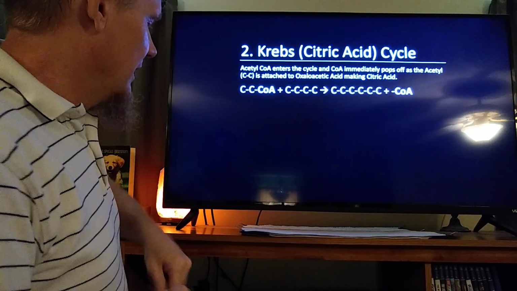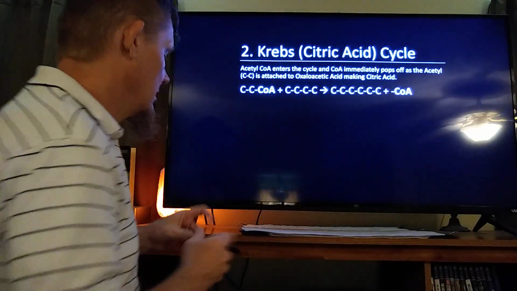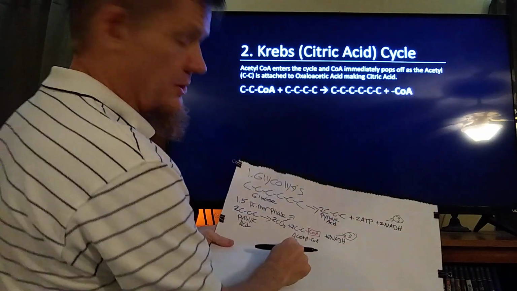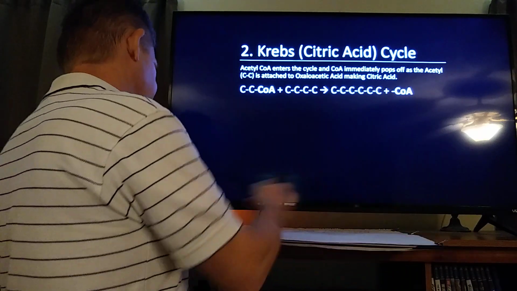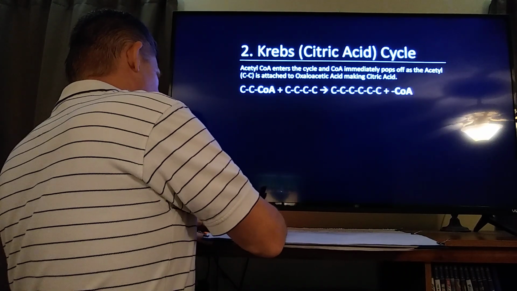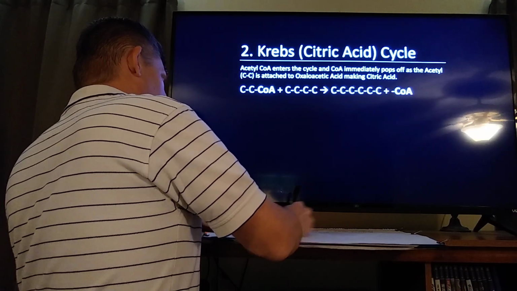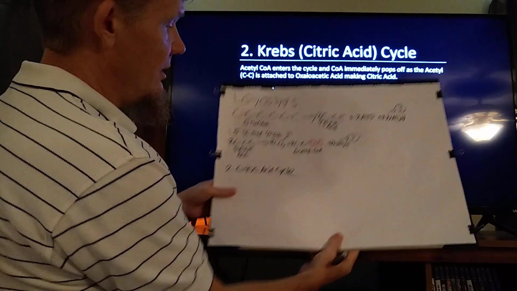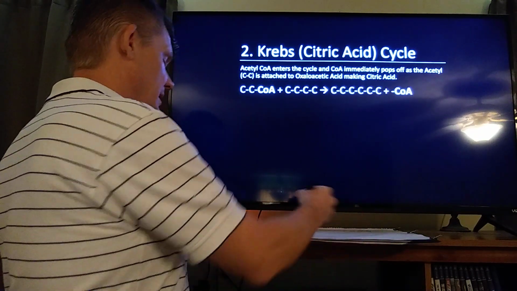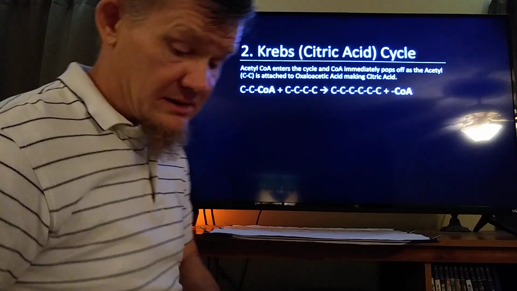I start off with that acetyl-CoA molecule from step 1.5.